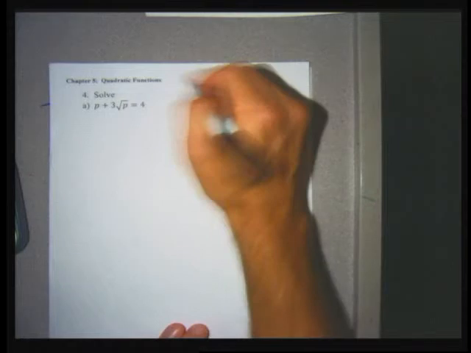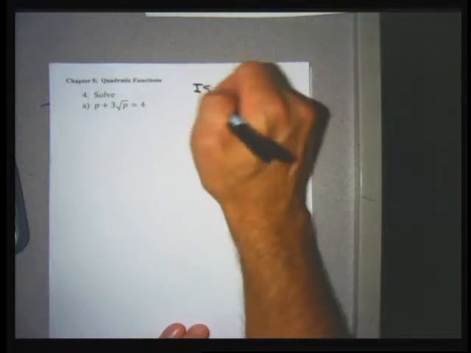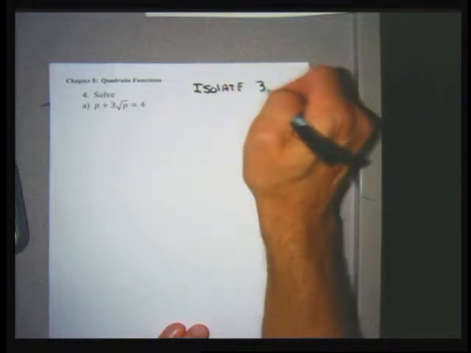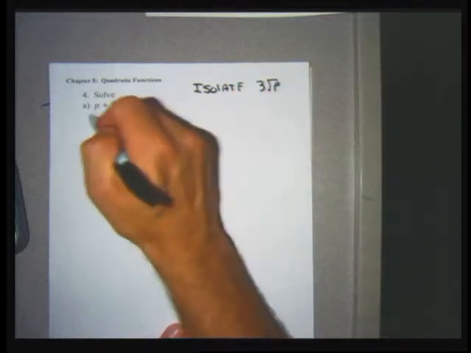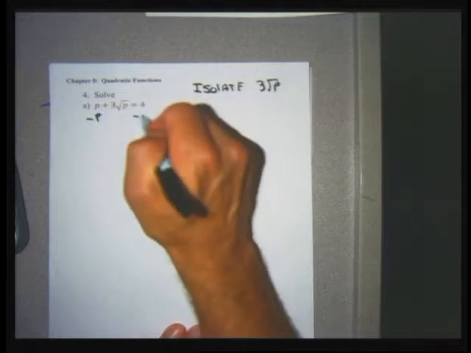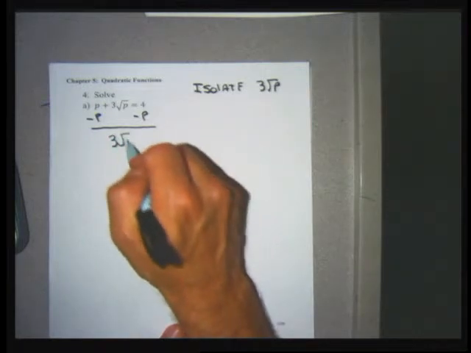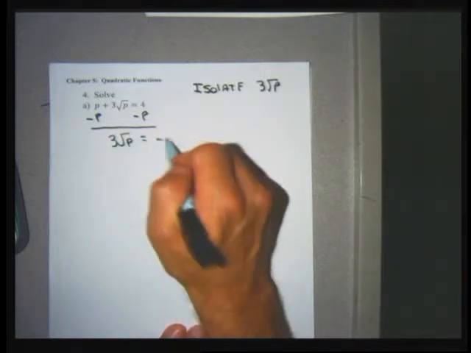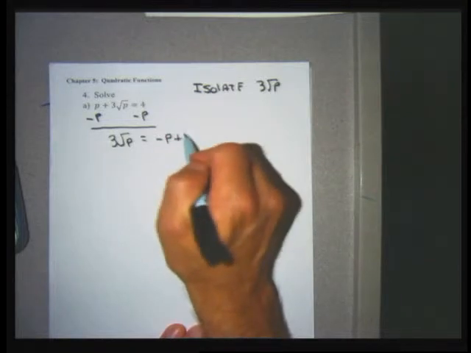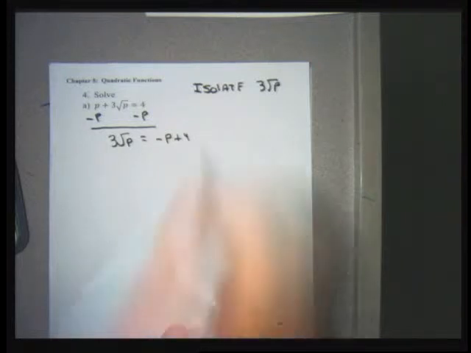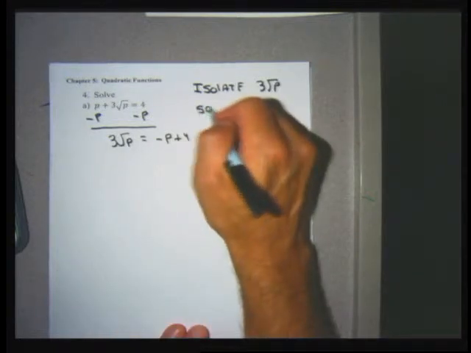So I'm going to solve this how we solved it in class. First thing I'm going to do is isolate the best I can the 3 square root of p by minusing p from both sides. In general, you want to get the square root term by itself the best you can. When I minus p from the left side, I'm just left with the 3 square root of p. And on the right side, I'm left with minus p and plus 4. Or you could write p minus 4. That's the first step. Now I'm going to square both sides.